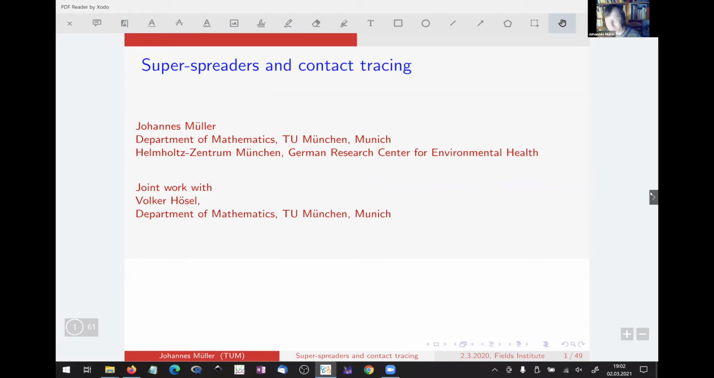Normally, if I would give a talk about contact tracing, I would start with explaining what it is, but I guess after a year of COVID-19, we are all experts, right? I guess everyone here has on his or her smartphone a tracing app, and you know everything about contact tracing, so I can jump right away into the topic.